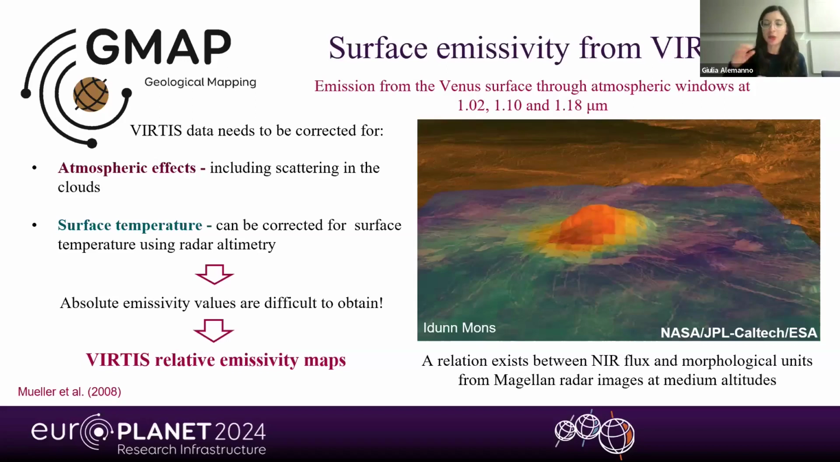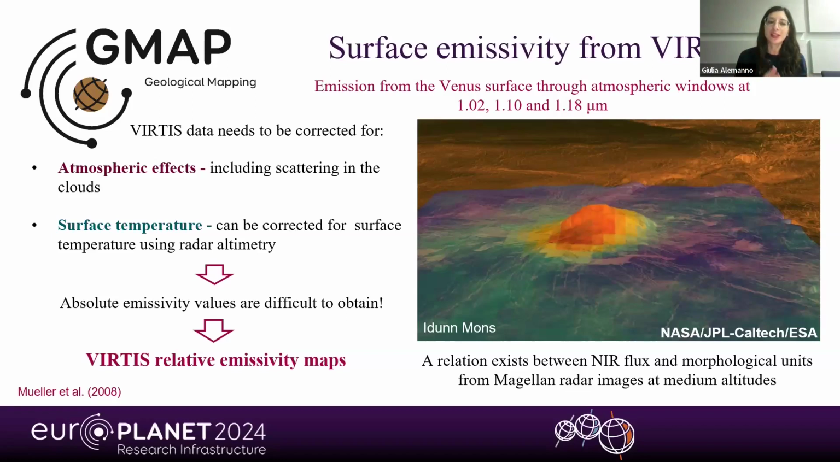Imagine that you have the radiation coming from a point on the surface. This radiation has to go up through the atmosphere to be detected from our orbiter, and through this path it gets scattered several times. So in the end, what we see at the top of the atmosphere is just a blurred image of what we have on the surface. And this limits a lot our resolution of what we see on the surface.